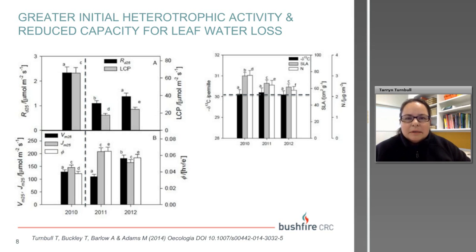So what we can say from that is that the relationship between photosynthesis and the capacity for a leaf to lose water was constant. So we can assume that the leaves that sprouted immediately after the fire actually had a reduced capacity for water loss because they had a reduced capacity for photosynthesis.